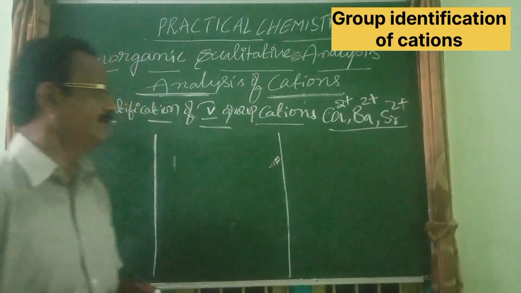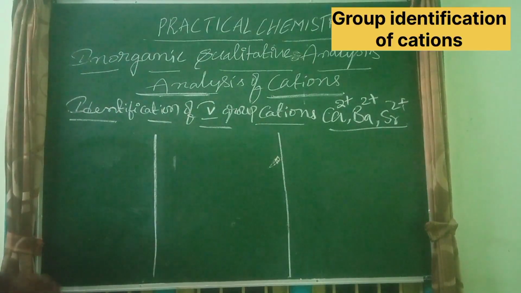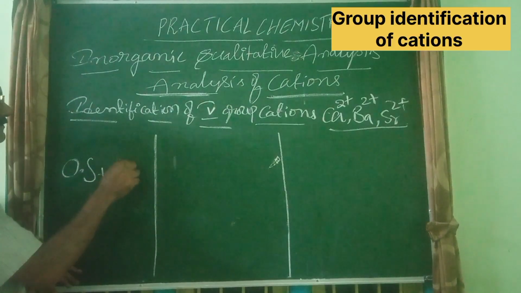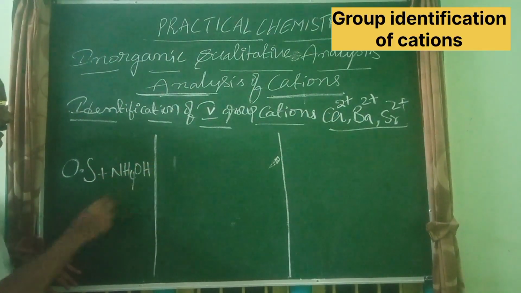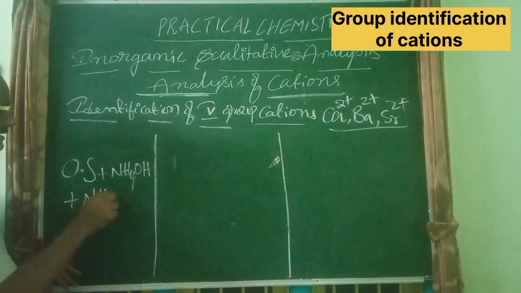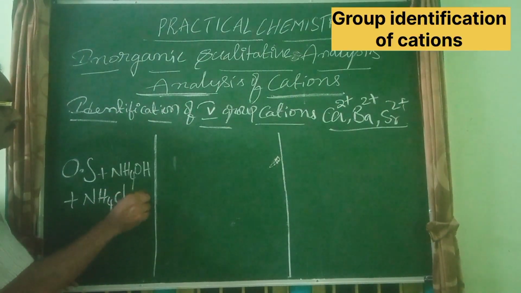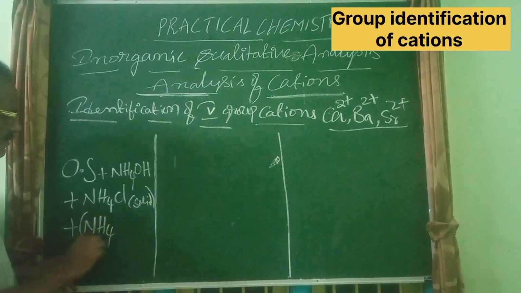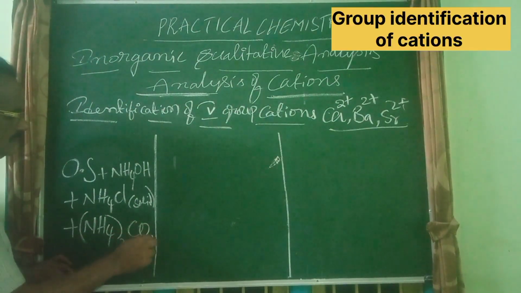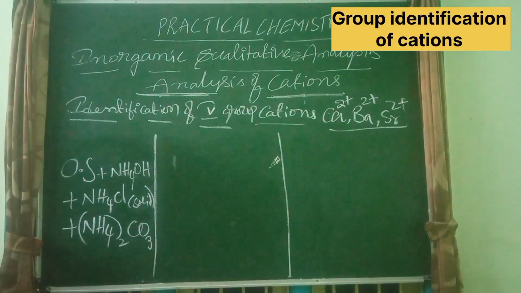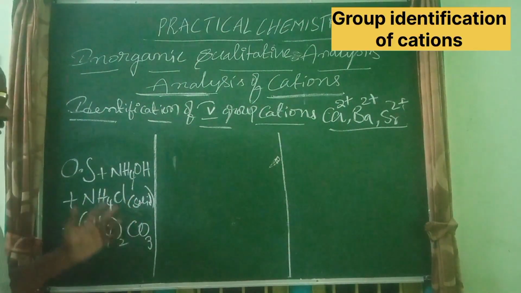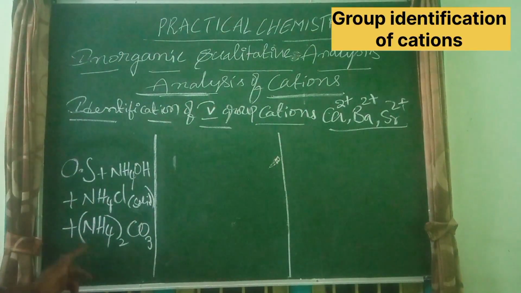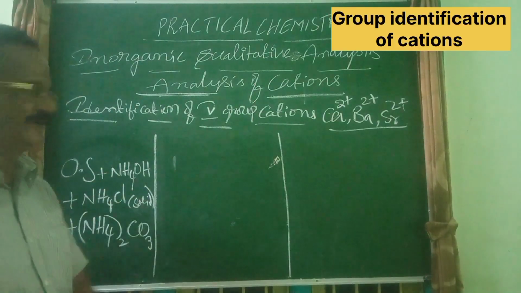Is it clear? Now let us see how the test has to be done. See here, the original solution is added with NH4OH and saturated with NH4Cl. Keep in mind NH4Cl is solid, and then added with (NH4)2CO3, ammonium carbonate. This is also an aqueous solution. So the original solution is first added with NH4OH, then saturated with NH4Cl, and then added with aqueous (NH4)2CO3. Keep in mind.